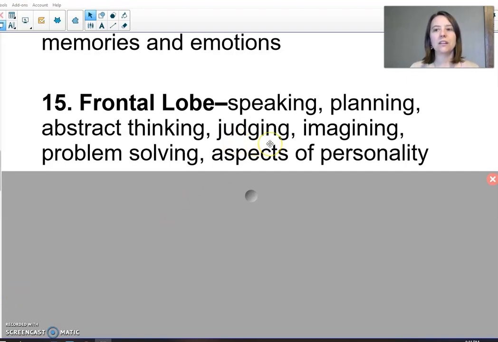Judging. So if you decide something is good or something is bad, you're going to be using your frontal lobe. Also imagining. Perhaps you are imagining what you would be doing if you were at school or at practice or whatever, if you were not social distancing, and that involves your frontal lobe because you are not doing it at this exact moment with your body. So that is a higher level ability.